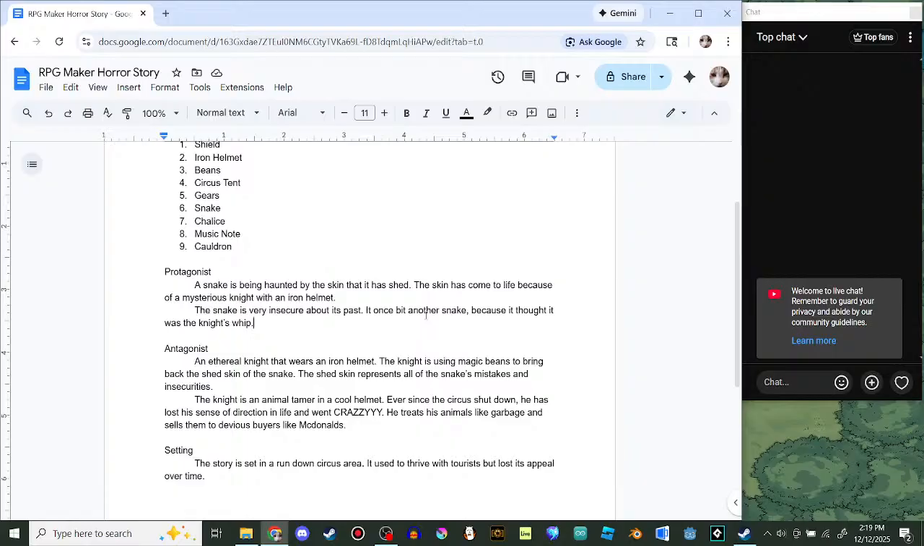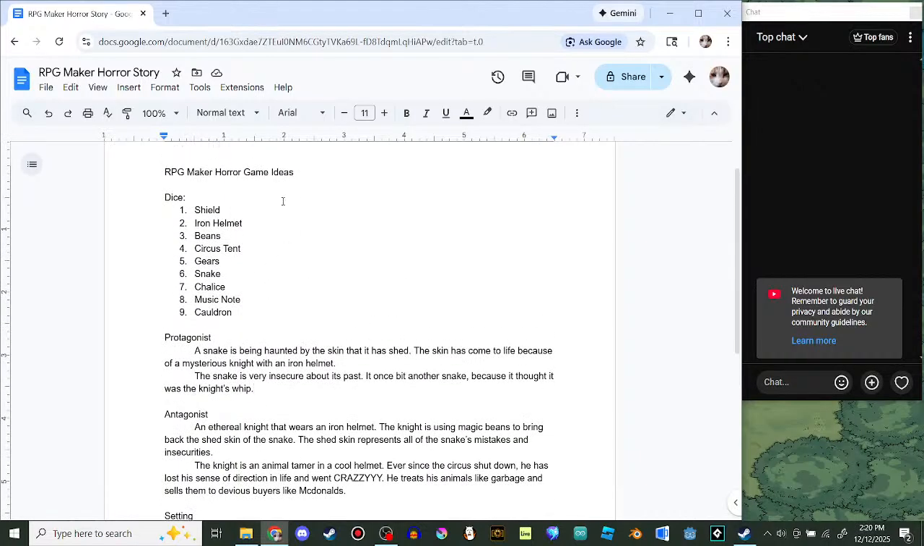I think this is coming together. I'm kind of liking where this is going. Like I'm just imagining this snake exploring the rundown circus area. I think it's really cool. At first I was like, I don't think this is gonna work out at all, but it's working out pretty well. So we have the iron helmet in there. Beans. Circus tent. And snake.